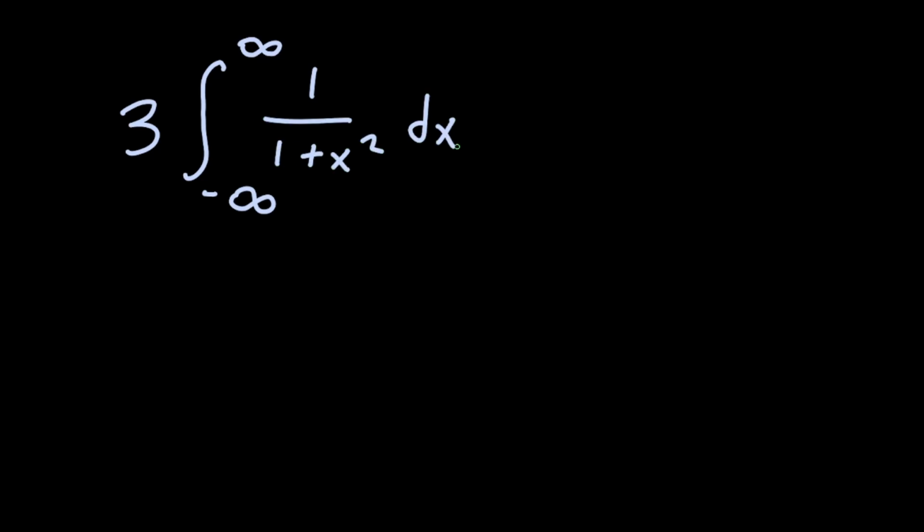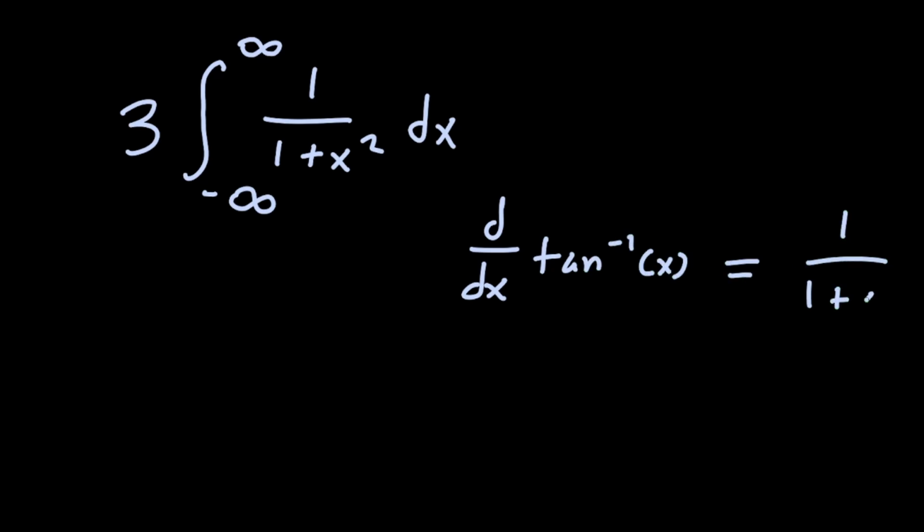So we can't use u-substitution because the derivative of 1 plus x squared as u would be 2x, which is a power of x higher than the numerator. So let's reverse engineer it. The derivative of what equals 1 over 1 plus x squared? Well, if we take the derivative of tan inverse of x, we get exactly that, 1 over 1 plus x squared.